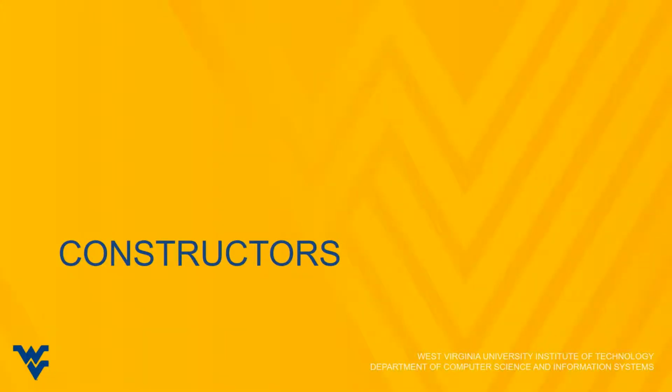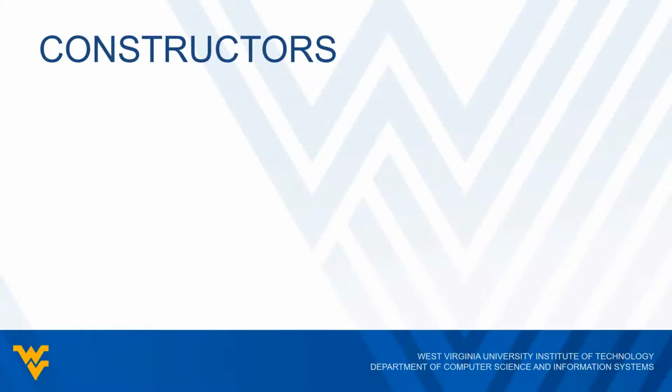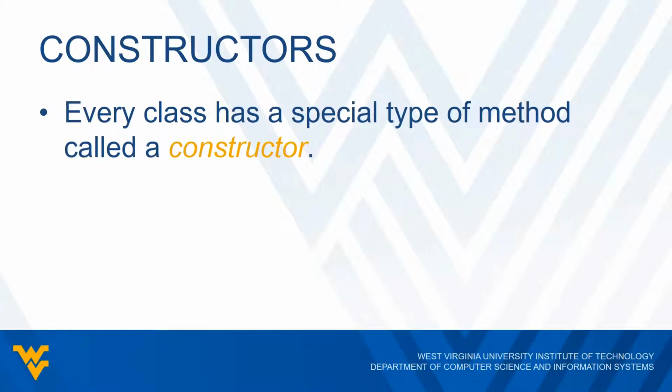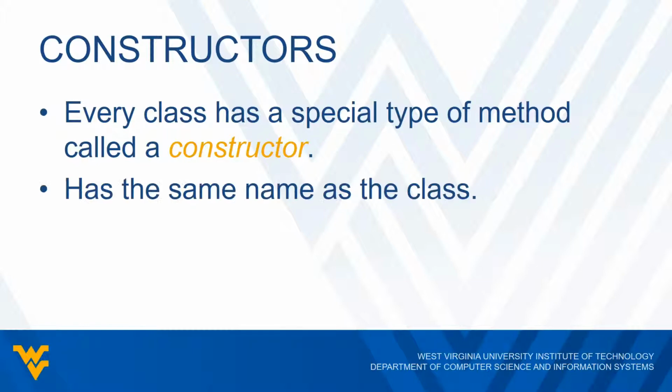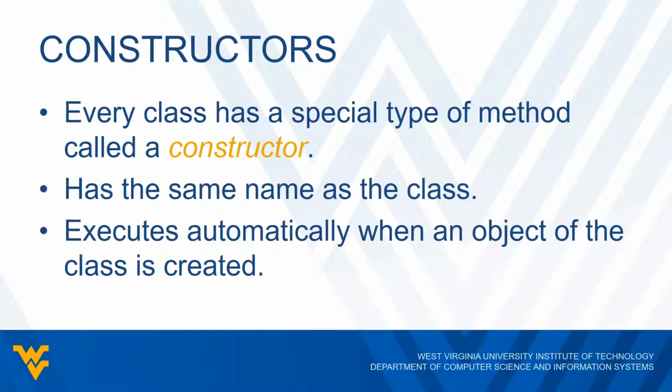We'll now take a look at a very important type of method, which we call the constructor. Every class is going to have this special type of method that we call a constructor. This method has the same name as the class, and it executes automatically when an object of the class is created. So whenever we create an object of a class, this method is automatically called.